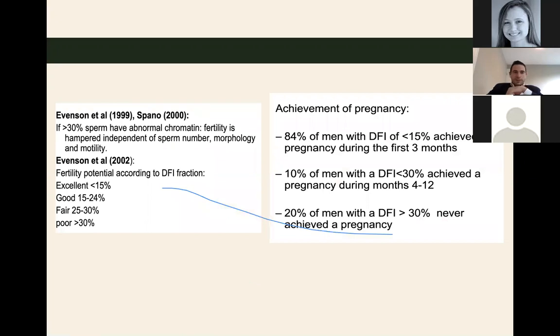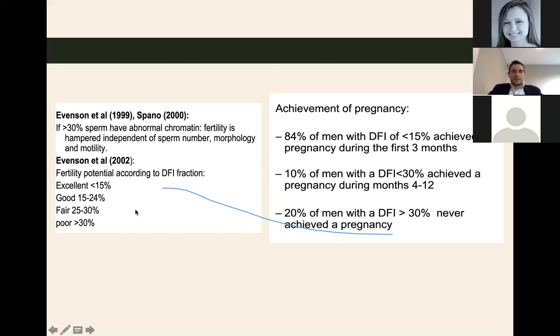This is also more evidence showing that if you have more than 30% sperm with abnormal chromatin, which is a high DNA fragmentation test, fertility is hampered, and it's independent of the sperm number, morphology, and motility. And this is very important, and pretty new: there have been studies in 2018 and 2020 showing that even if a man has normal volume, quantity, morphology, and motility, if they have a high DNA fragmentation index, despite having normal traditional semen parameters, they are at a disadvantage of having a successful natural conception.